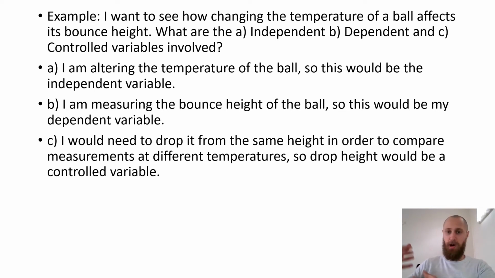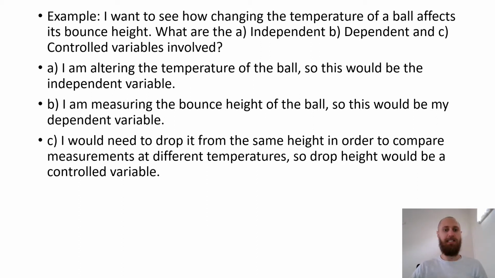Well, the thing that I'm altering is the temperature of the ball. I want to see how changing that affects my bounce height. So the thing that I control and affect is the temperature of the ball. That's my independent variable. What I measure is how high it bounces up. That's going to be my dependent variable. It depends on my changes to the experiment. So that's a handy way of remembering it: the dependent one depends on the changes that you make.